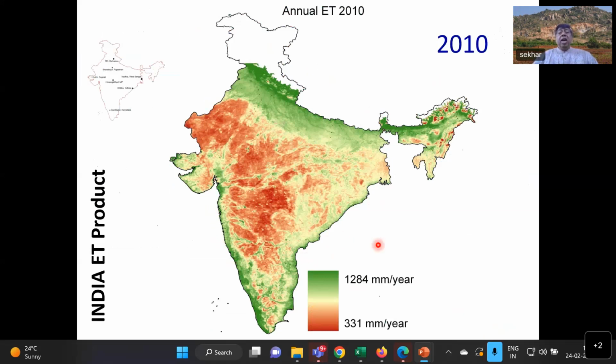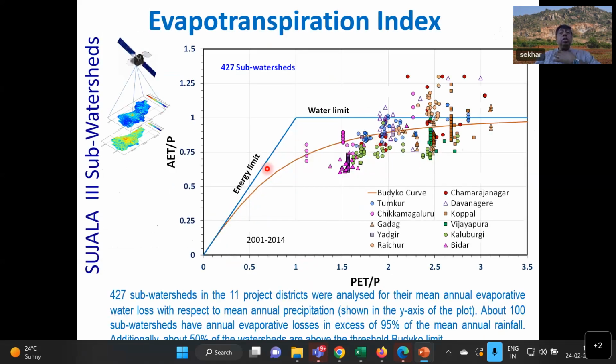So you can see areas with low evapotranspiration and high evapotranspiration in a year. You have the Gangetic Plain where 1200 mm of evapotranspiration happens. You can use this in a curve called the Budyko curve. I don't know if some of you are familiar with it, but Budyko was an agrometeorologist or hydrometeorologist, looking at the ratio of actual evapotranspiration to precipitation, and potential evapotranspiration to precipitation.